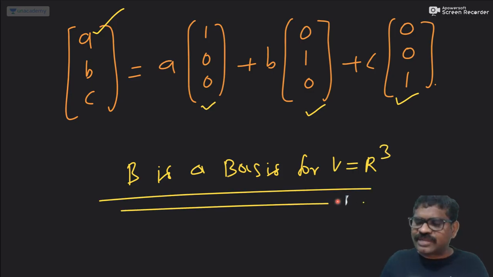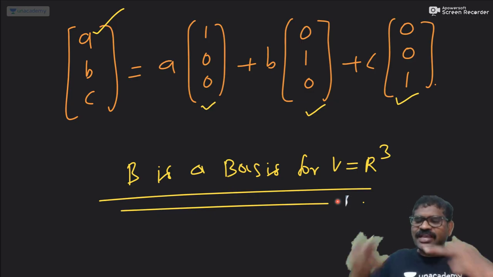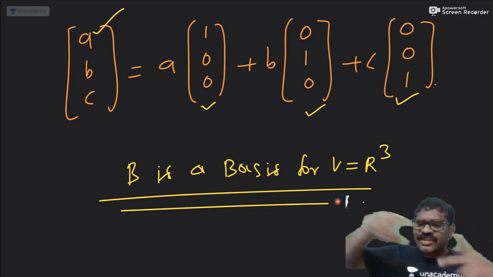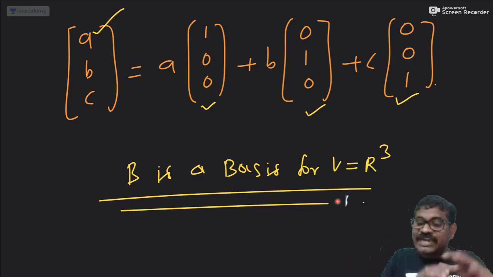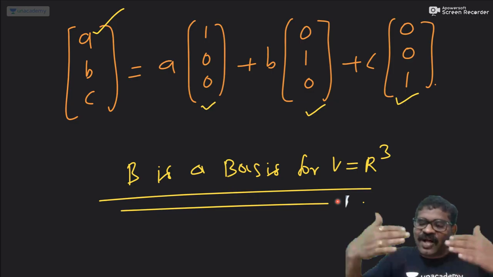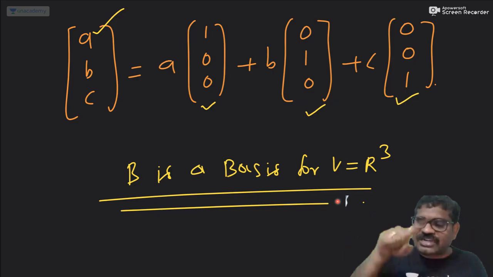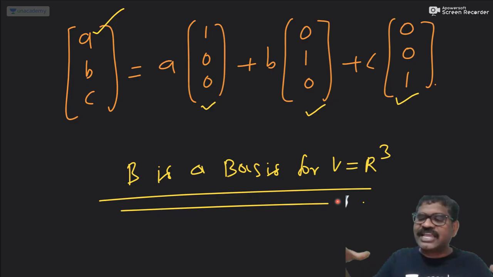R cube means three-dimensional space. Raju, R cube means three-dimensional space. X-axis, one real line. Y-axis, another real line. Z-axis, another real line. Combination of three real lines, the Cartesian product of three real lines, creates one three-dimensional space. That's why it is represented by R cube. R power n means n-dimensional vector space. That is also known as n-tuple. Understood?